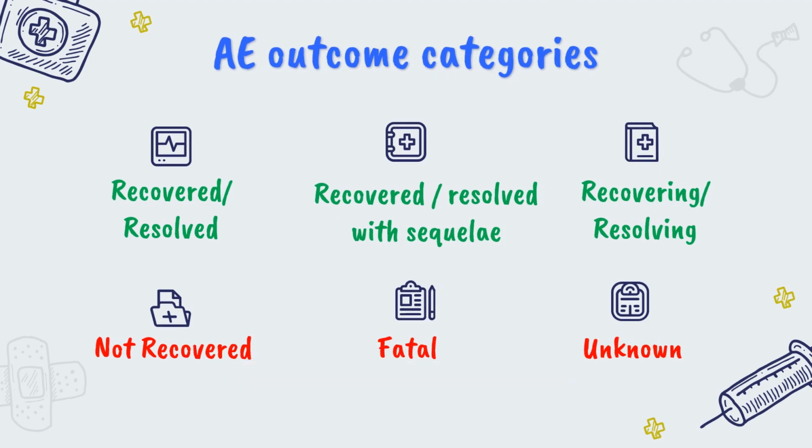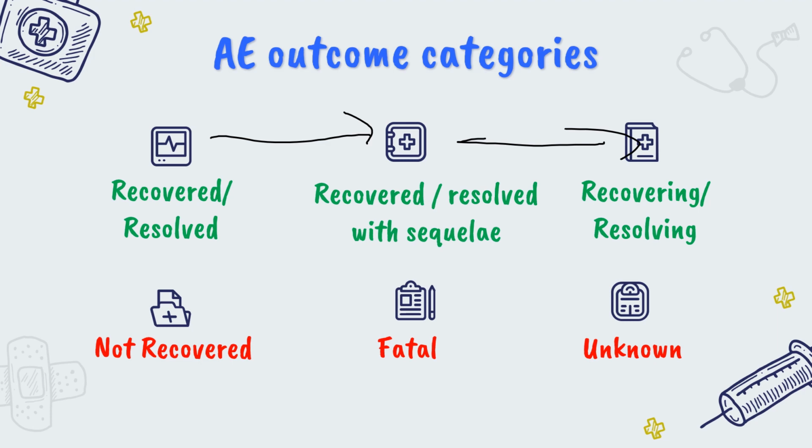Now, when it comes to AE, it is also very important for you to report the outcome of the AE, whether the subject has recovered, whether he is recovering, or recovered with a sequelae or a treatment, and whether that is recovering or resolving. Okay, so all these three criteria that I have mentioned are in the recovered category.